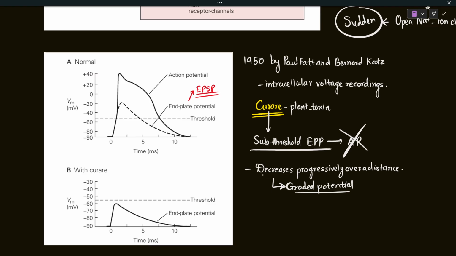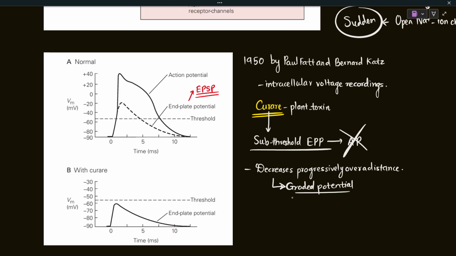And I told you when we were discussing graded potential that, depending on where and when it is generated, it has different names. So the graded potential here has the name end plate potential. It can also be called receptor potential or generator potential. Well, here it is the end plate potential. So they found out that this potential is largest at the end plate, and it decreases progressively over a certain distance.